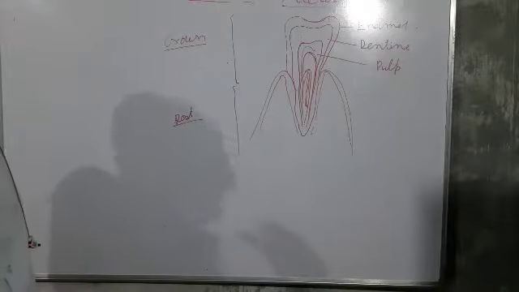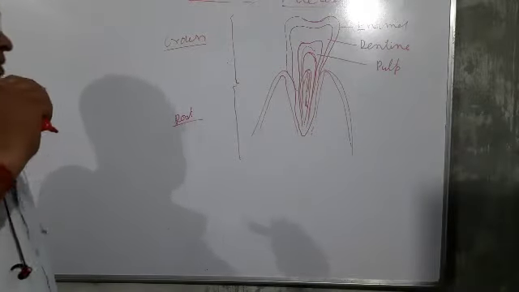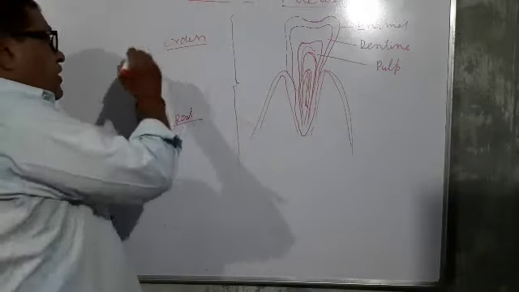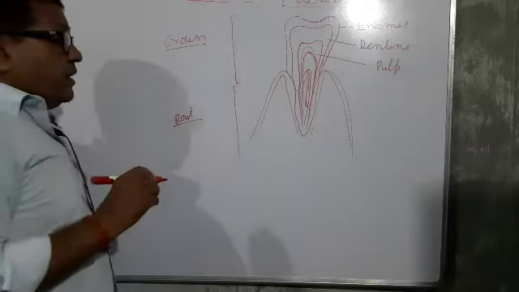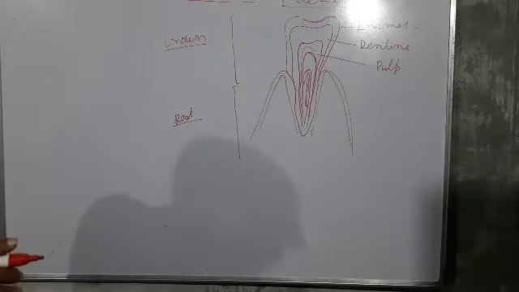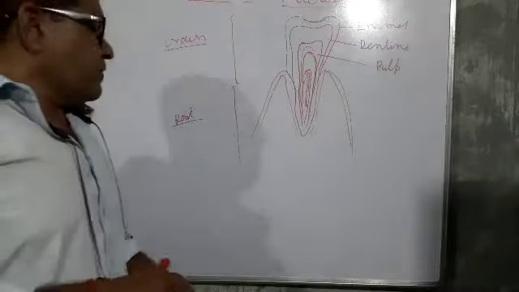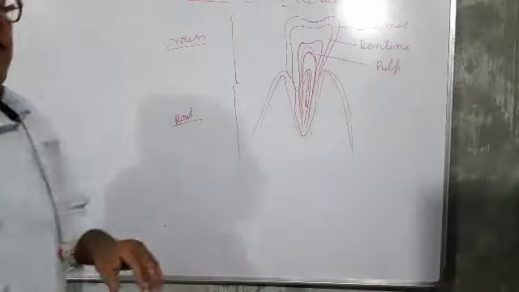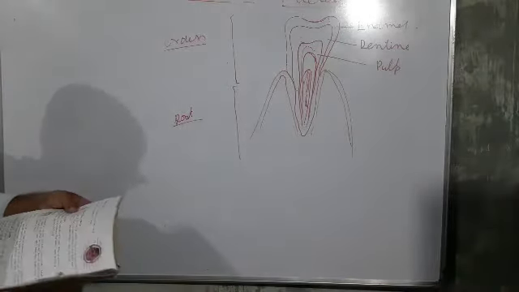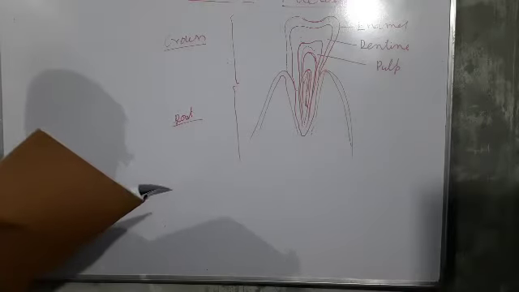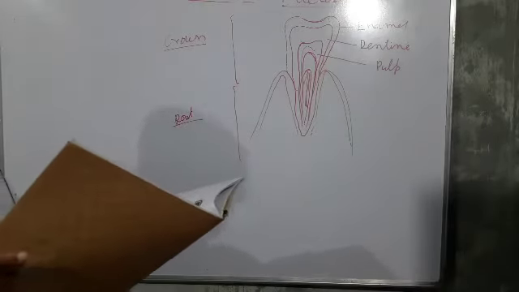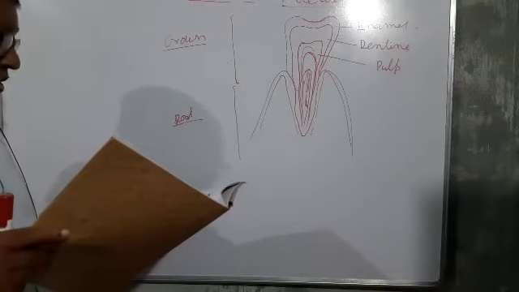This visible part is called the crown, and the part of the tooth which is found inside the gum is called the root. The root is inside the gums. The root keeps the tooth steady.